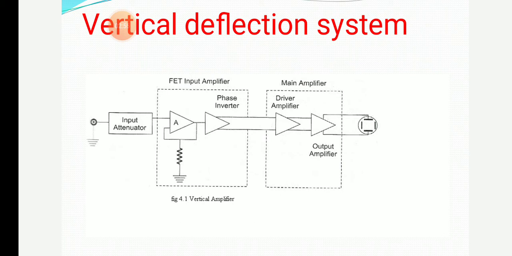The second stage consists of a driver amplifier and push-pull amplifier. The phase inverter provides two antiphase output signals which are required to drive the push-pull amplifier output. The push-pull output stage delivers equal signal voltage of opposite polarity to the vertical deflecting plates of the CRT. So this is the construction and working principle of the vertical deflection subsystem. The output is given to the vertical deflection plates.